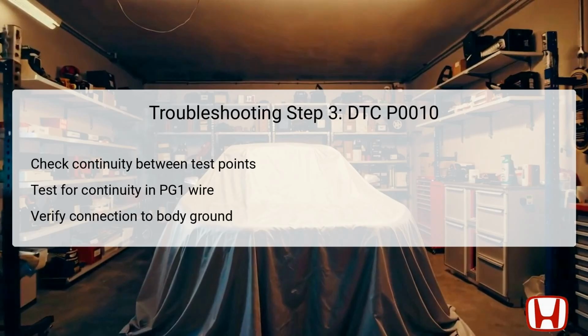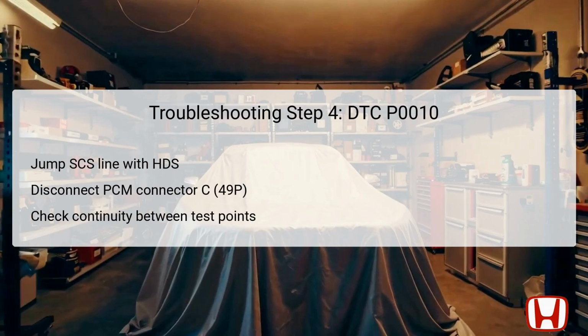If no continuity is detected, it indicates an open circuit in the PG1 wire, necessitating repairs along the wire's path towards the body ground G101. This step is crucial for ensuring proper communication between the solenoid valve and the PCM, as any break can result in malfunctioning diagnostics.